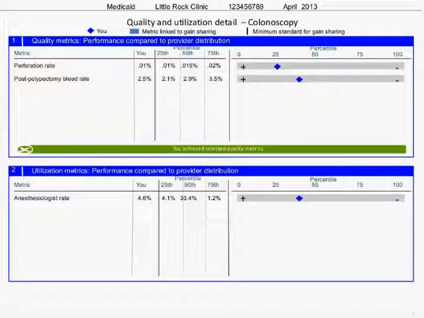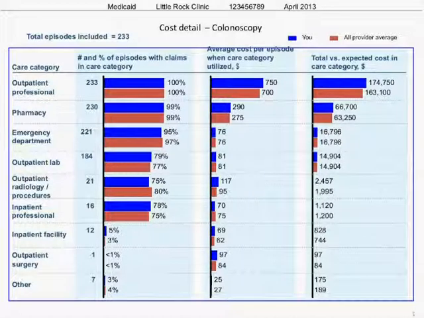The next slide is the quality and utilization detail, which shows the provider what percentile they fall in relation to quality and utilization metrics. Notice the highlighted line in section 1. This is the quality metric that is linked to gain sharing, and the provider would have to be over the black bar in order to participate in the gain sharing.